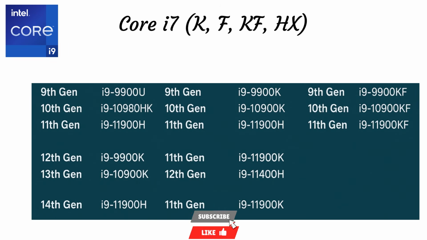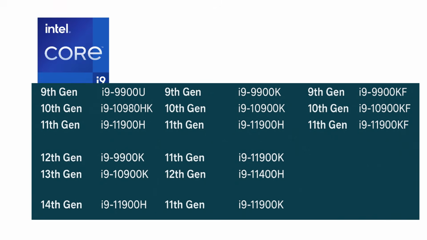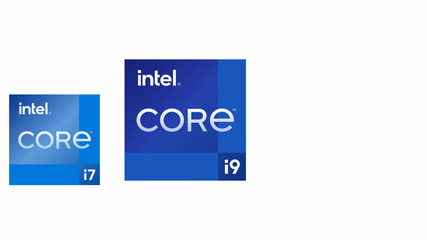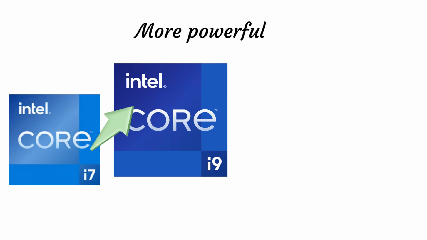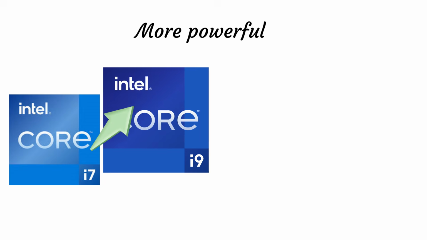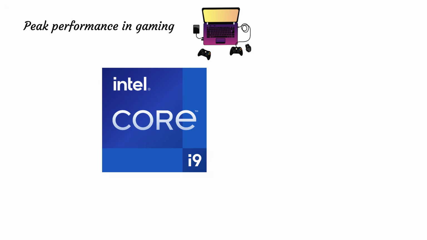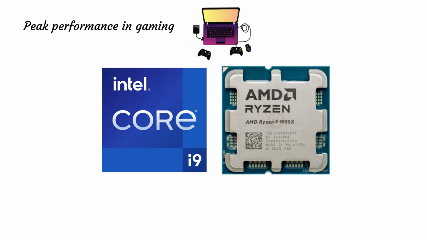Regarding the suffix, it is the same as the Core i7: K, F, KF, H, HX. The main difference is that the Core i9 is simply more powerful in terms of raw performance. However, if we are talking about peak performance in gaming, more people these days often do not choose the Core i9. They select the Ryzen 9 instead.